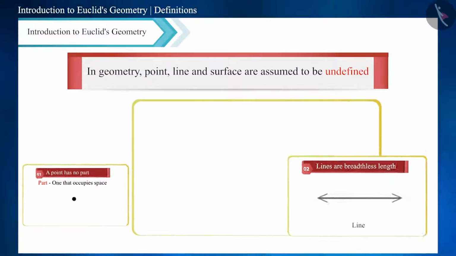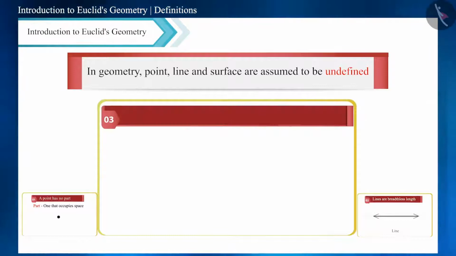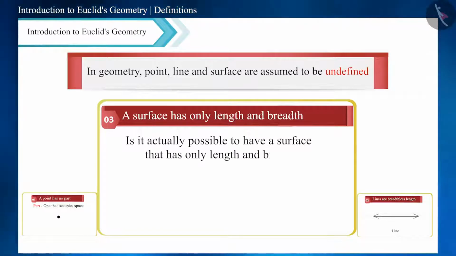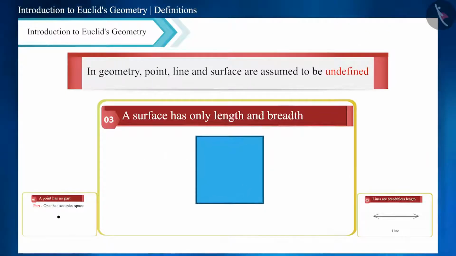Similarly, according to this definition of Euclid, a surface is one that has only length and breadth. Is it actually possible to have a surface that has only length and breadth? This is also not possible. No matter how thin a surface we take, it will have some thickness.